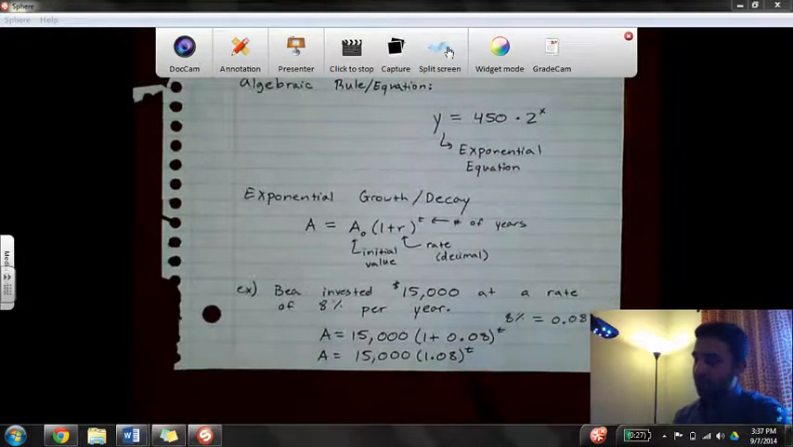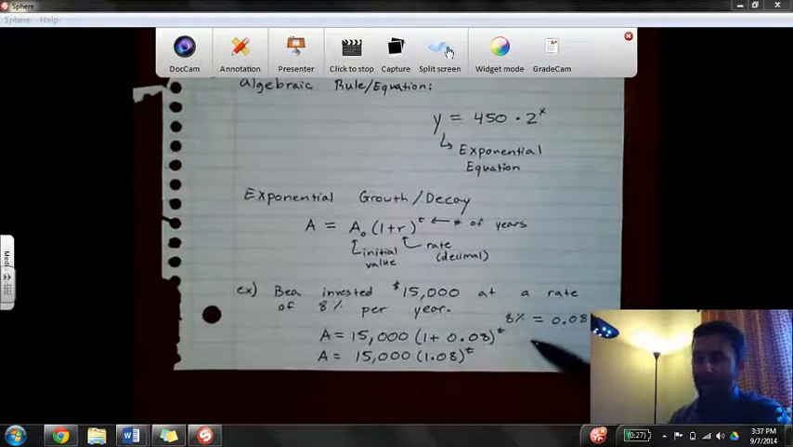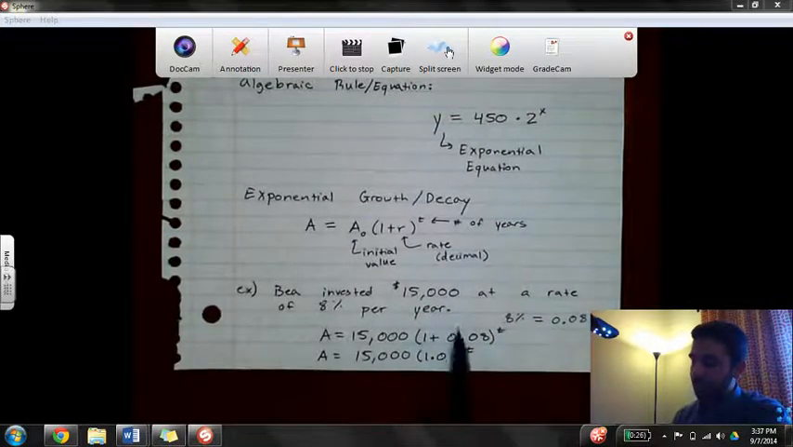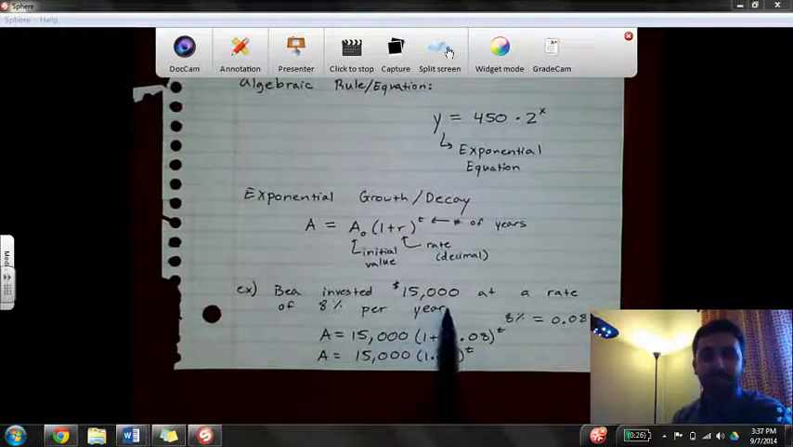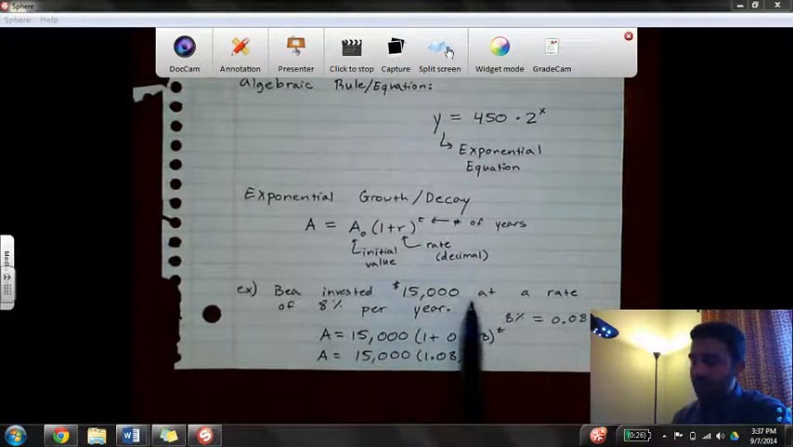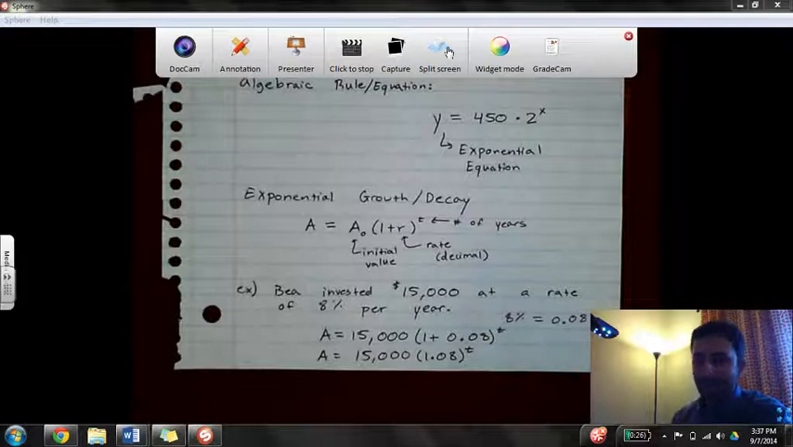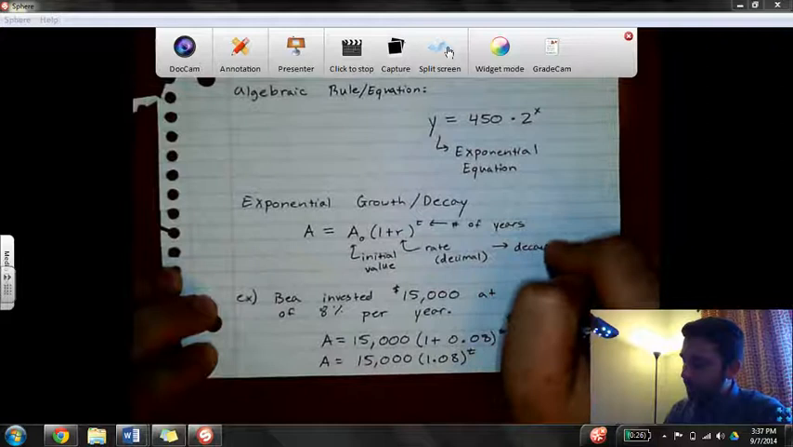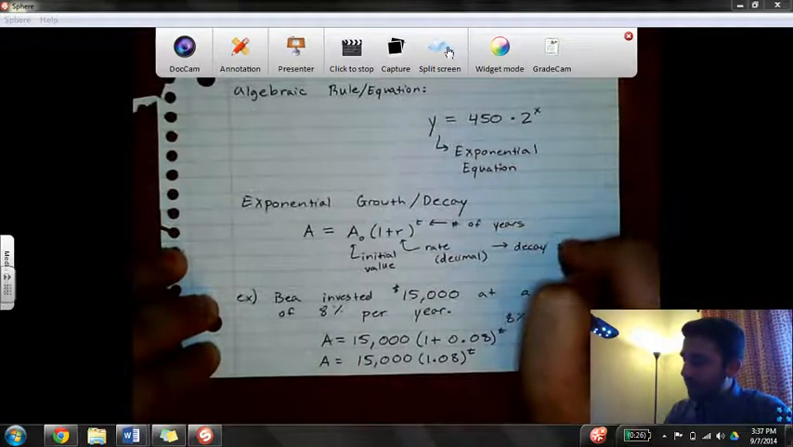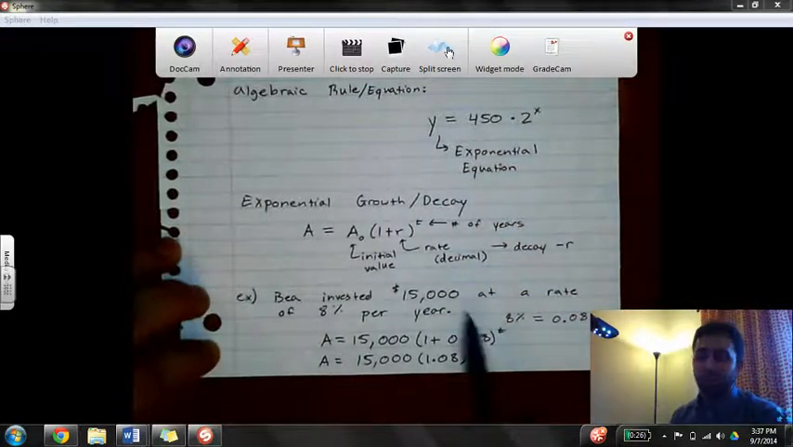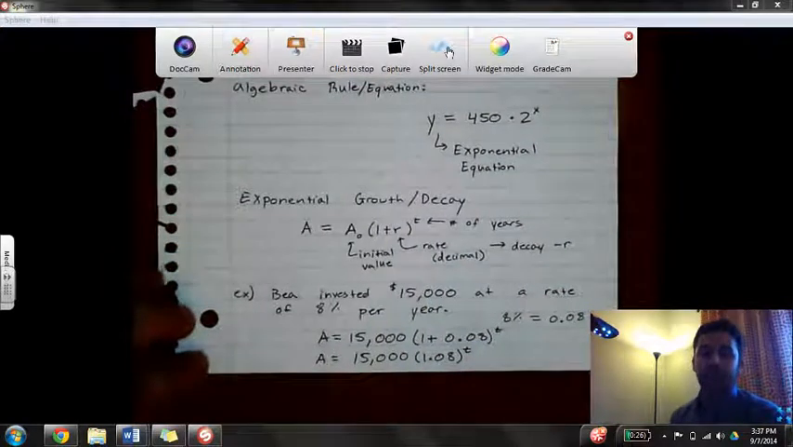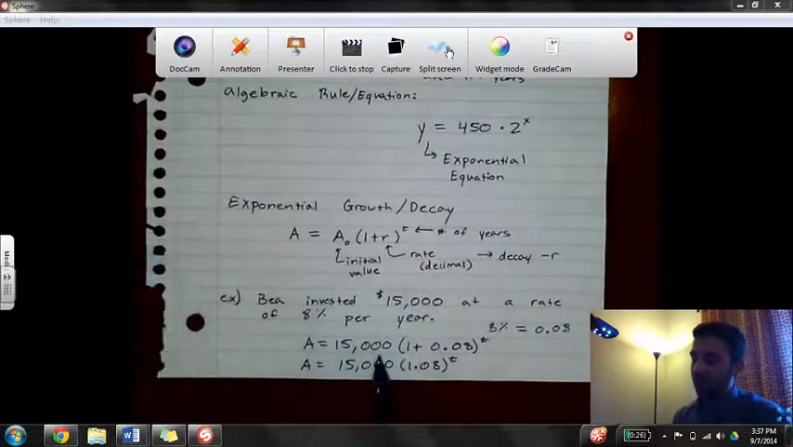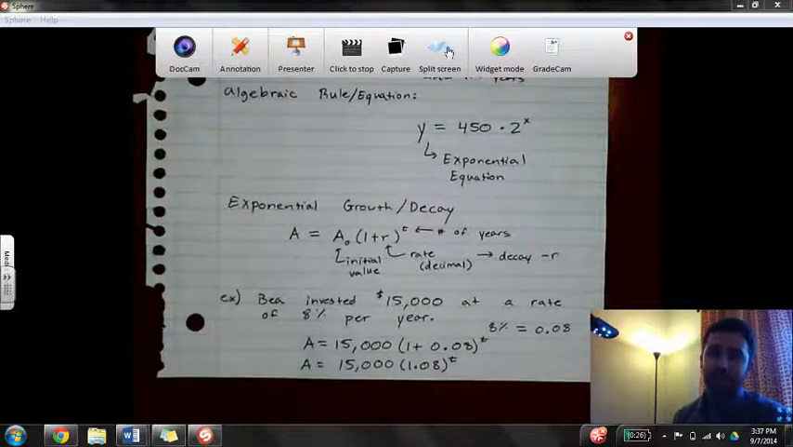It's important to remember the context of your problem. So here, when we're investing money, we're hoping that money will grow. So it's a rate that's going to be adding to it. However, when we do an exponential decay, my rate will be negative. So when it's decay, we have a negative rate where we will be subtracting from 1. And so it's important to remember that while we're modeling these types of situations using exponential equations.